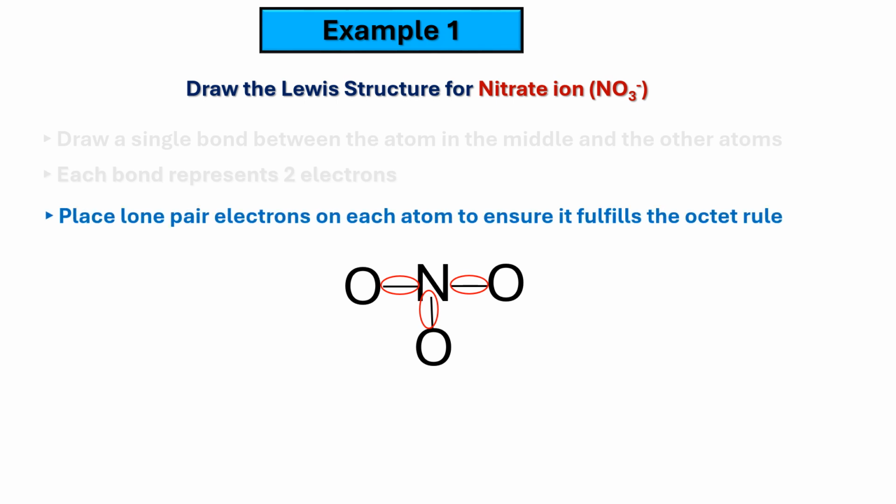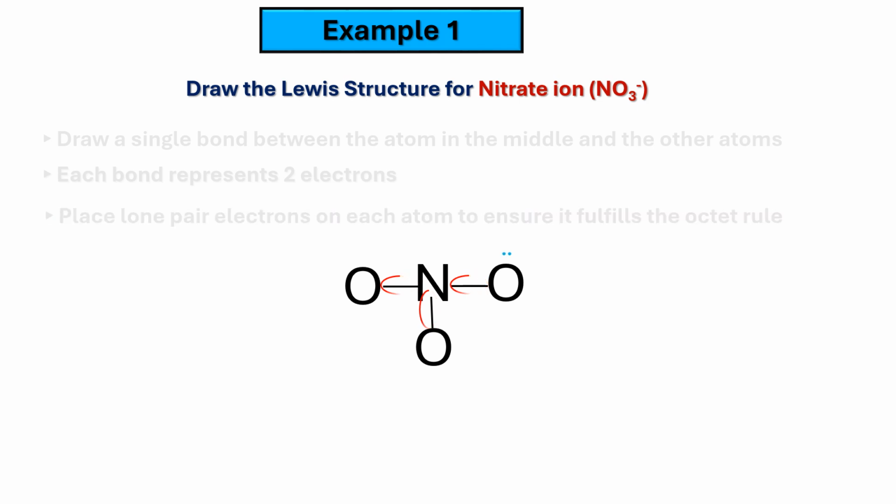Next, we need to place lone pair electrons on each atom to ensure they all fulfill the octet rule. Remember, atoms share their electrons in order to fulfill the octet rule. So this oxygen already has 2 electrons with it sharing with the nitrogen, so we need to add 6 more. Now this oxygen fulfills the octet rule. We're going to do the same for each oxygen.